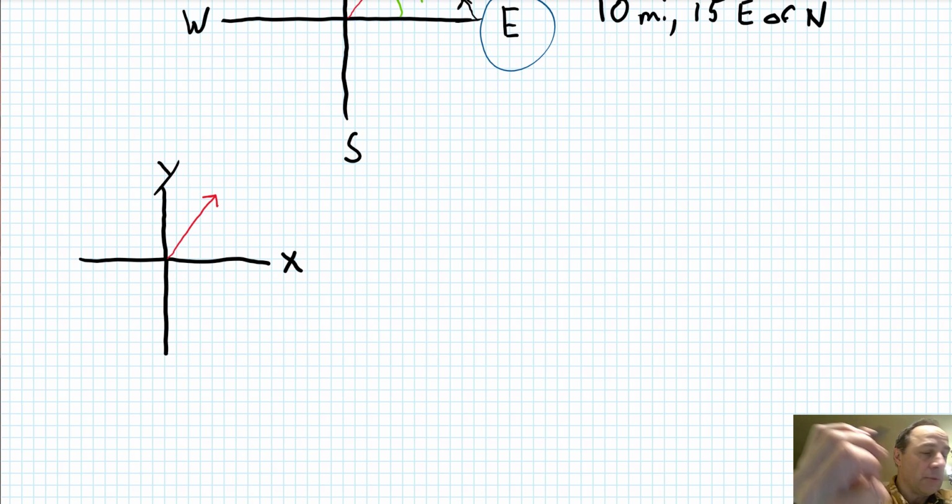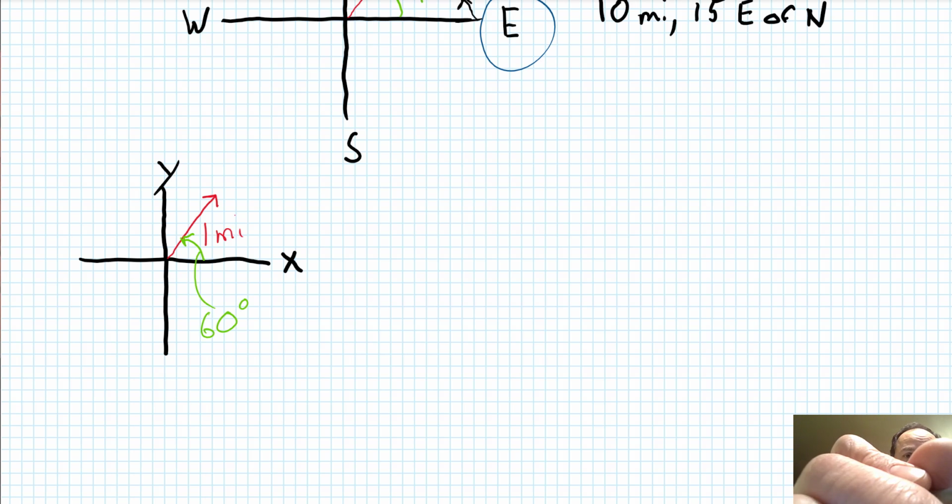Or, well, let's do a different one. Doesn't really matter. 1 mile. And it's at, what are we calling this? 60 degrees. All right, so when you're doing the XY coordinate system, it's assumed, unless you say something different, that you are measuring counterclockwise from the x-axis. So the value of this vector is going to be 1 mile, 60 degrees.